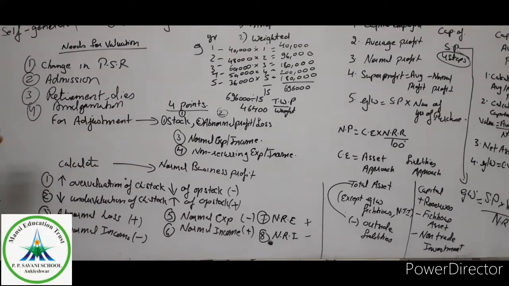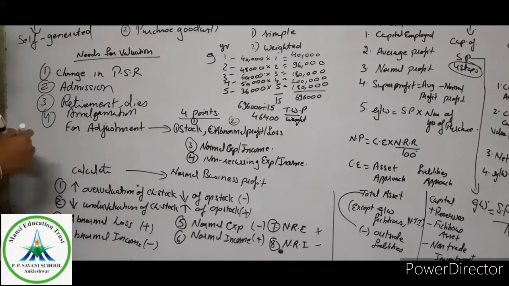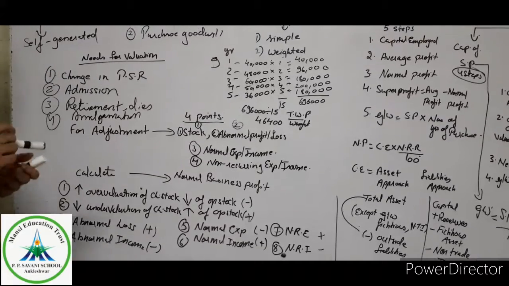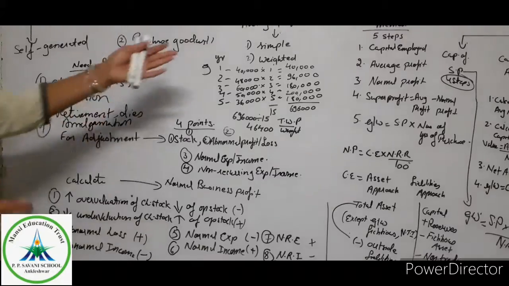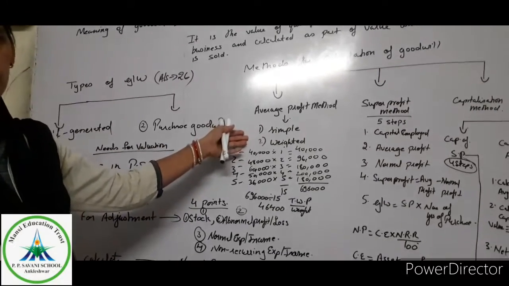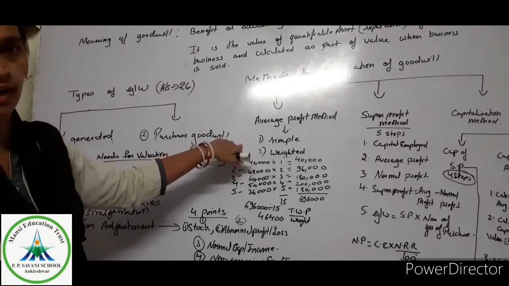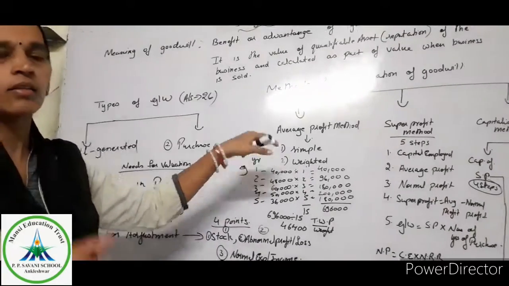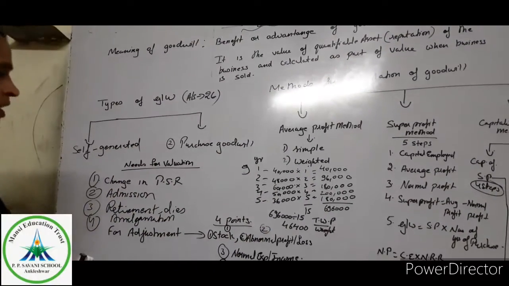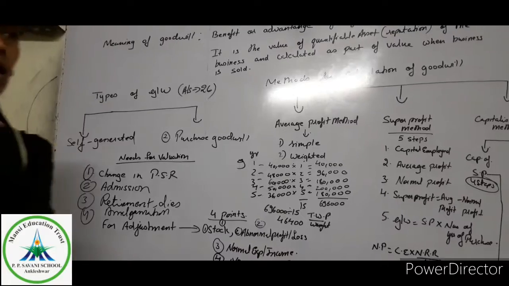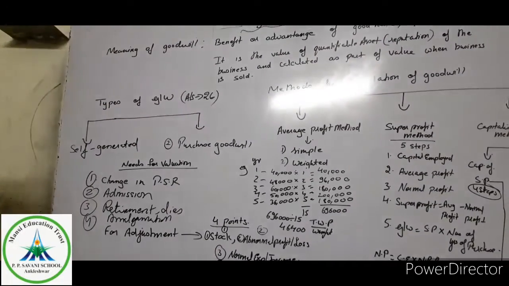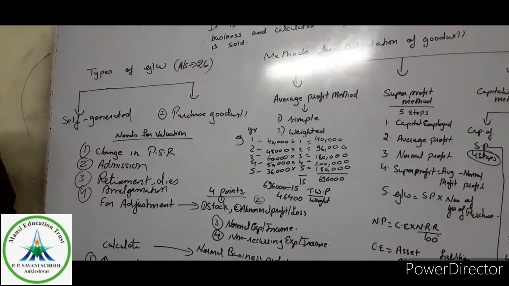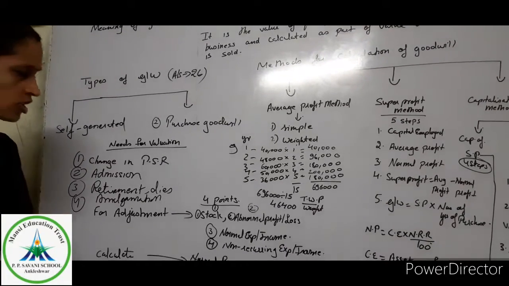Now let us do some adjustments. Even if you see with each and every sum, the first and second are simple sums based on the calculation of average profit method, then the third and fourth sums will be related to some adjustment. The adjustment is given in the sum itself. So what happens is the student gets confused regarding doing the sums which are with adjustments.